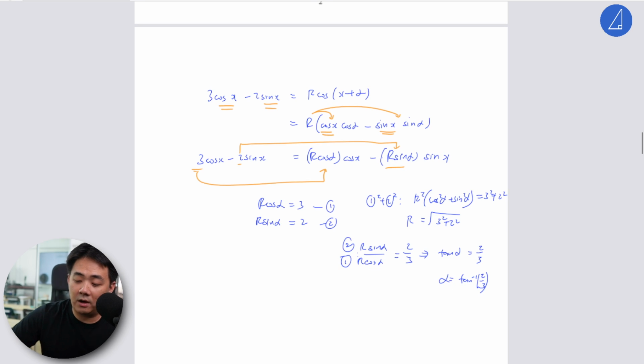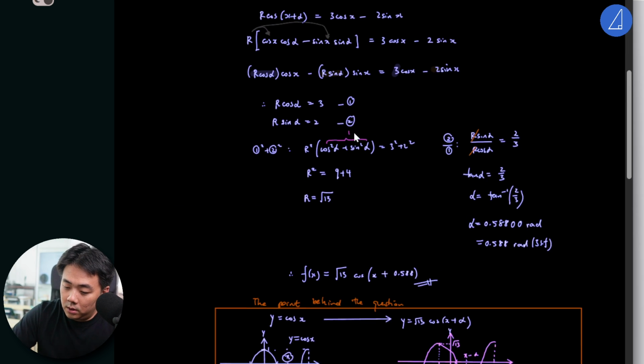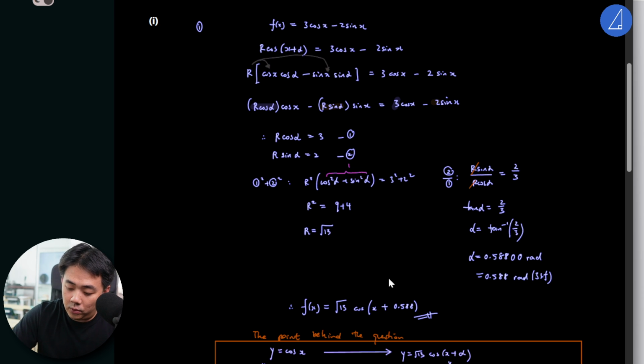Okay, so this is R formula. Remember, they will have to give you the R formula, then you just need to expand. So this is how you show your R formula.